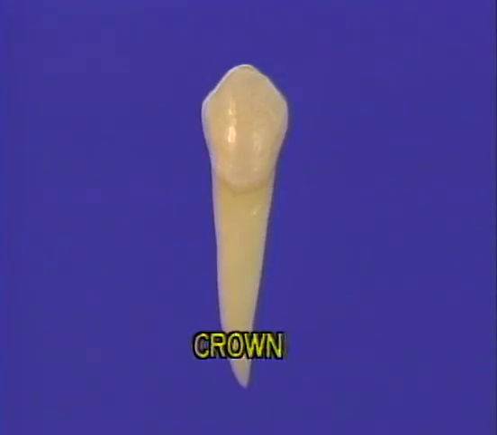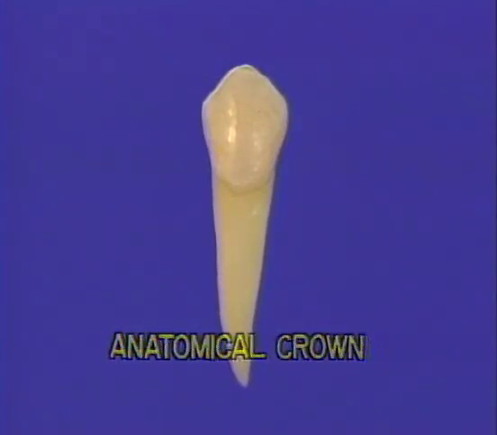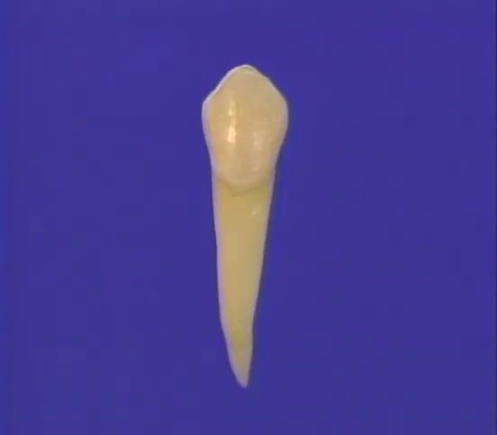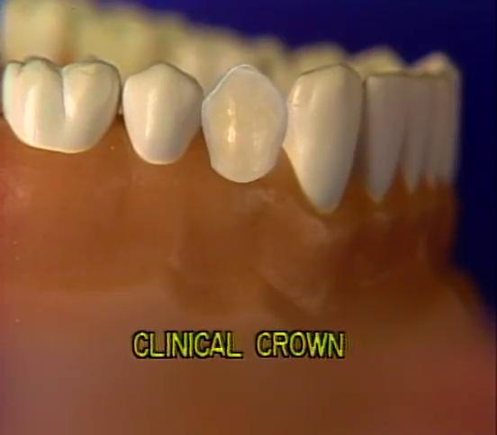Crown. The crown is that portion of the tooth which is covered by enamel. This is correctly referred to as the anatomical crown. That portion of the tooth which is visible in the mouth may or may not correspond to the anatomical crown, depending on the level of the soft tissue. That portion of the tooth which is visible in the mouth is referred to as the clinical crown.